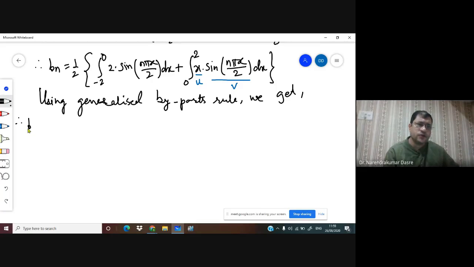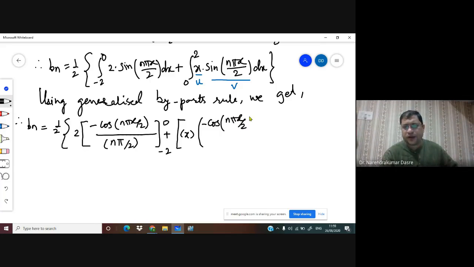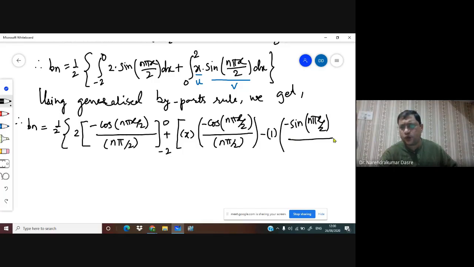So what we are able to get here, Bn is equal to half of the first integral, so it is 2, and we'll be having minus cos of n pi x by 2 upon n pi by 2, and the limits are minus 2 to 0. Plus, for this integral, we have x, and the integration of this sine is minus cos of n pi x by 2 upon n pi by 2. Then minus, so we have to use the derivative of this term, so it will be 1. And here we have the integration of this term, so it will be minus sine of n pi x by 2 upon n pi by 2 whole square. Here the limits are 0 to 2.